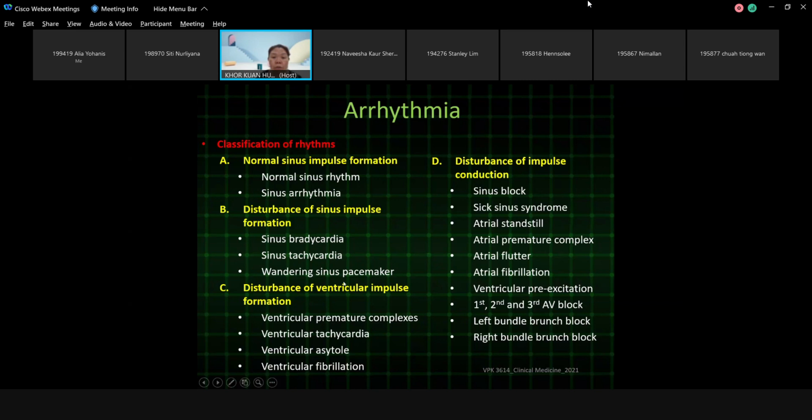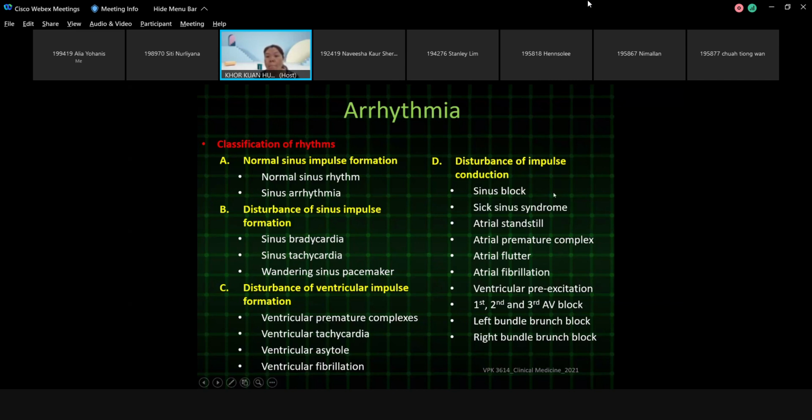If there is a ventricular impulse formation, a disturbance right at the ventricular site, then you can have ventricular premature complex, ventricular tachycardia, asystole, fibrillation. Okay, so we'll look at all these different rhythms later on.